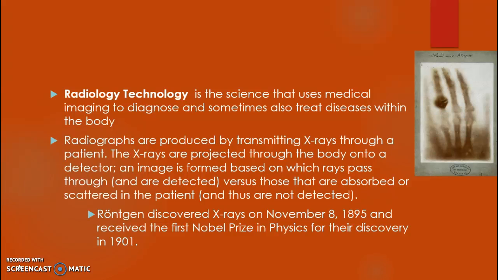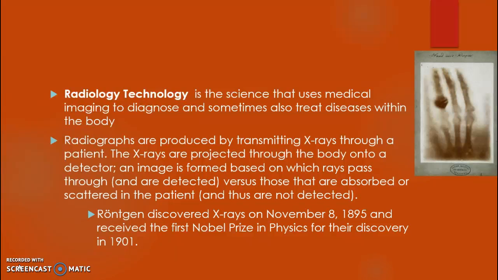Radiographs are produced by transmitting x-rays through a patient. The x-rays are projected through the body onto a detector. An image is formed based on the rays that pass through versus the rays that are absorbed or scattered in the patient and thus are not detected.